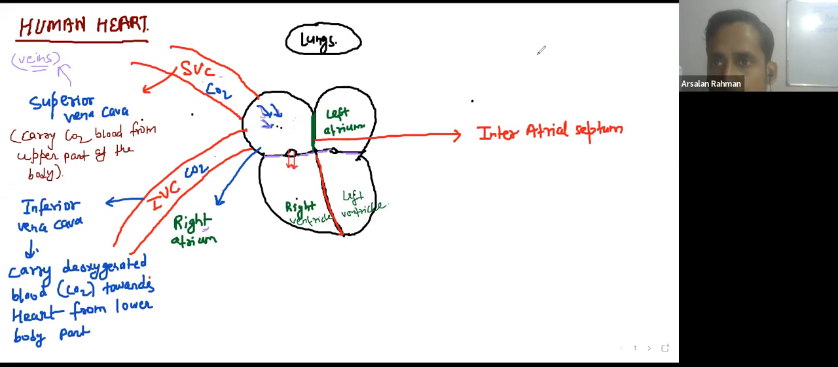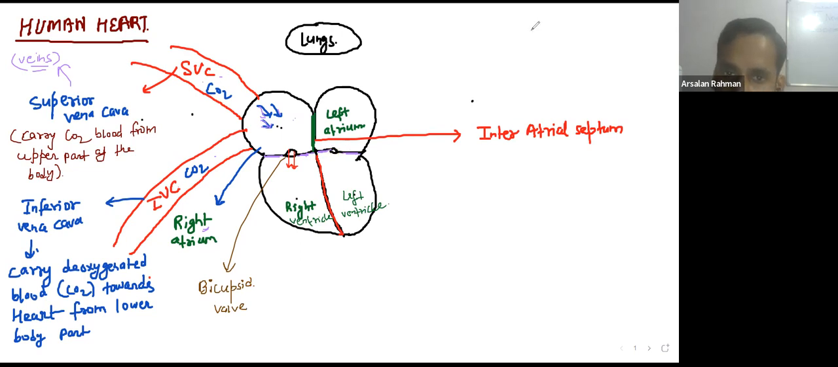This opening is called bicuspid valve. And here you can see another opening. This is called tricuspid valve.